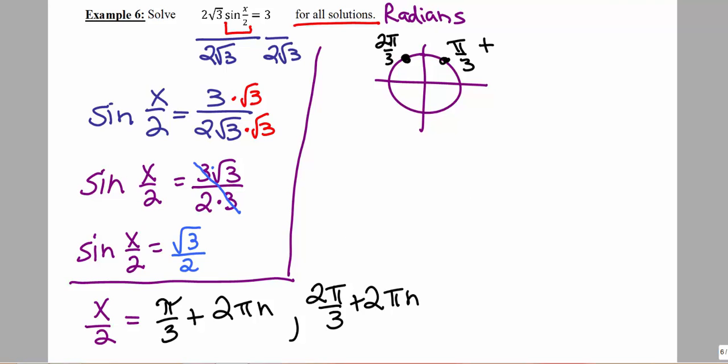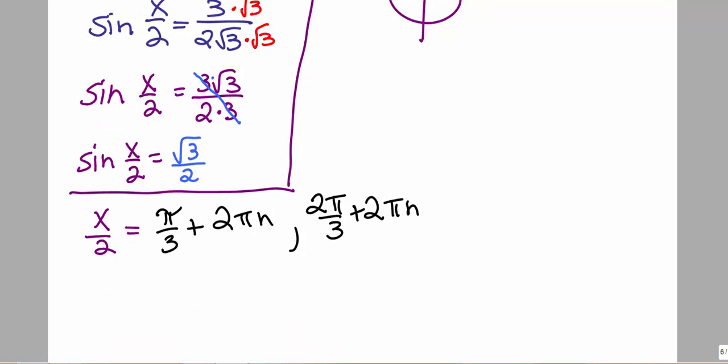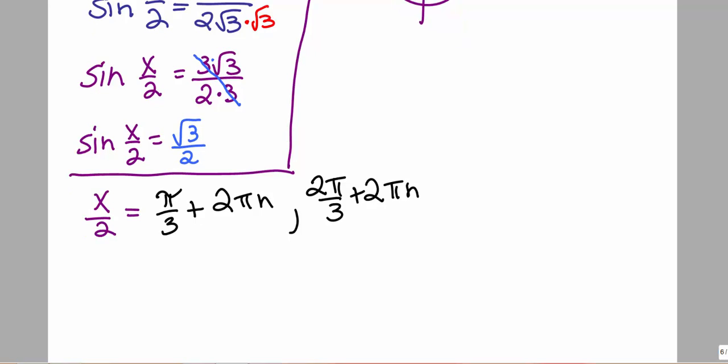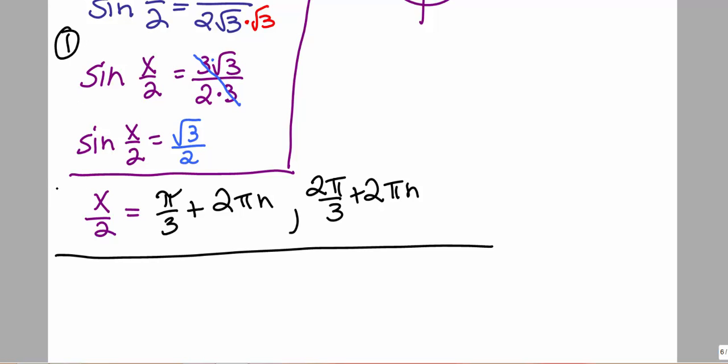Now the final step for solving this equation for all possible solutions is to actually solve for x. So step 1, we got sine by itself. Step 2, we solve for x over 2 for all possible solutions. And now we want to solve for x for all possible solutions. In order to solve for x, that means we have to multiply by 2. Think of it as 2 over 1 if we want. But that means I also have to multiply every term on this side also by 2. So not just the angle out front, but also the 2 pi n.